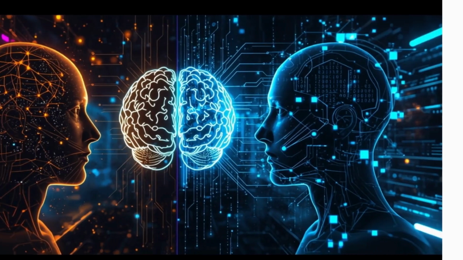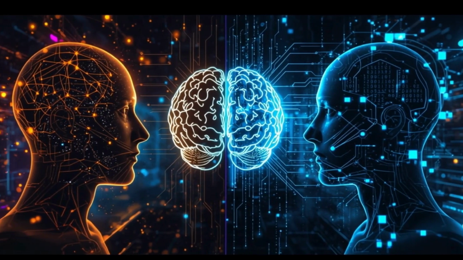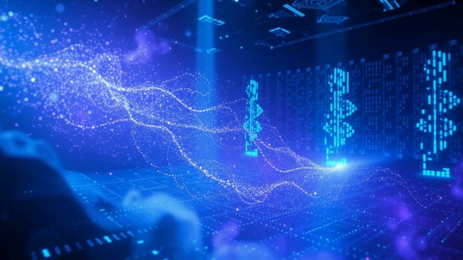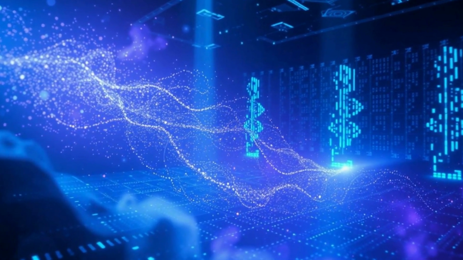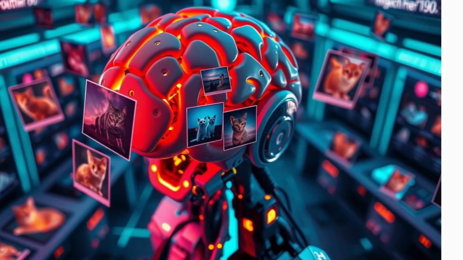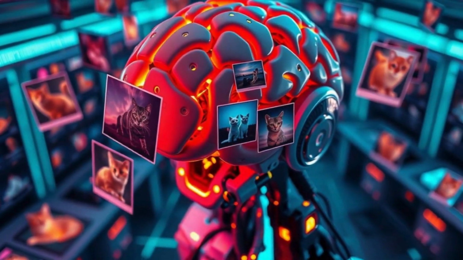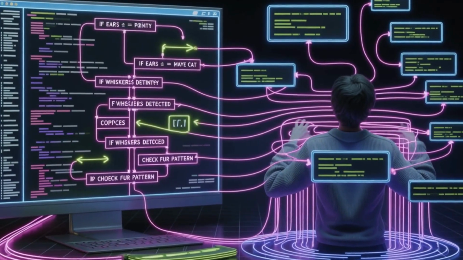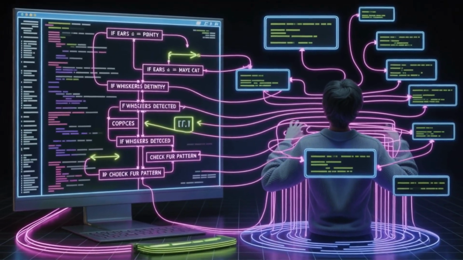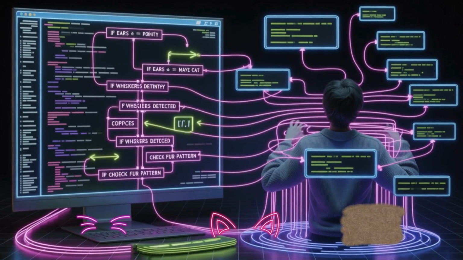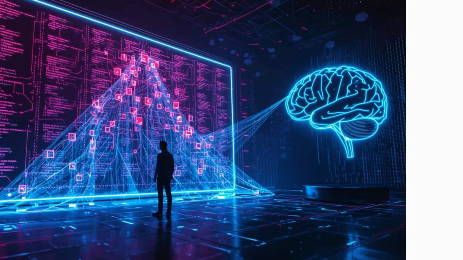But here's the key idea. AI doesn't think like humans. Instead, it uses data and algorithms to find patterns and make predictions. Let's look at a simple example. Imagine you want a computer to recognize cats in photos. A traditional program would require thousands of rules like, if it has whiskers, fur, and pointy ears, maybe it's a cat. But that approach doesn't scale.